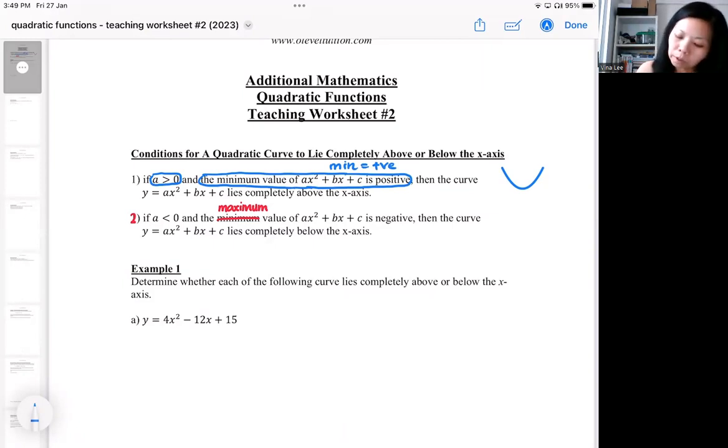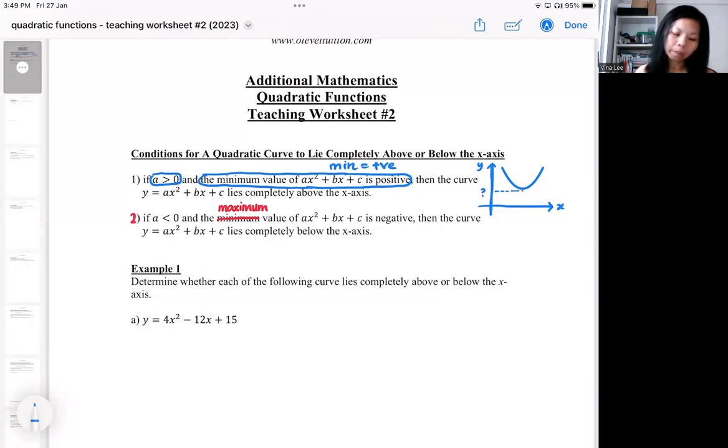So let's try to visualize. The lowest value is a positive value, so it's somewhere here, but I know that it's going to be positive. So it will be above the x-axis. These are the two conditions that determine whether the graph is entirely above the x-axis or not.